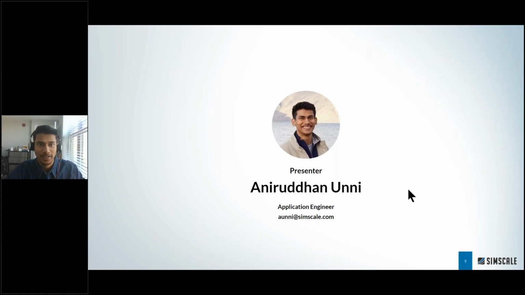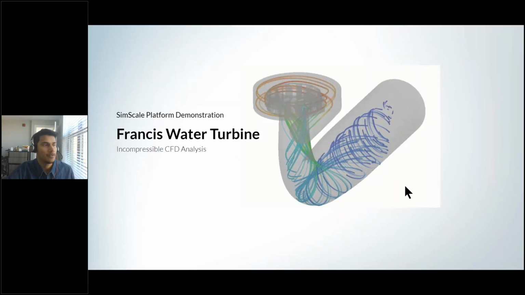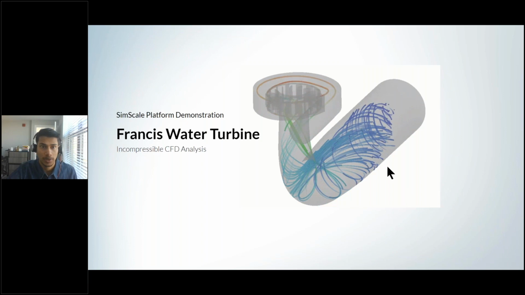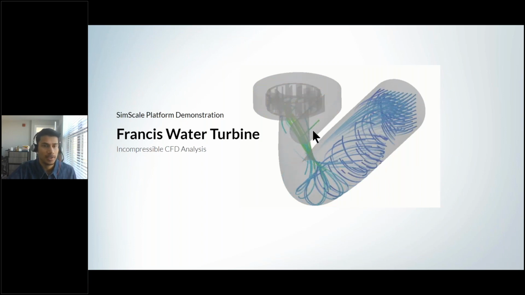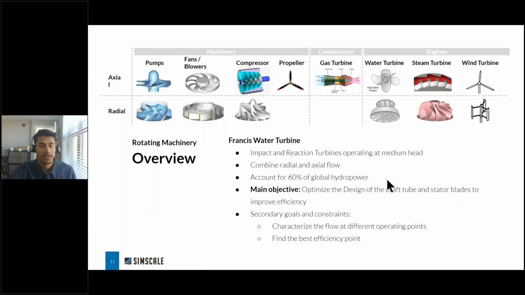Yeah, so I'm really excited to take you through SimScale today and showcase some of the features and see how you can apply it to study any kind of rotating machinery. So the example I have for you today is of a Francis water turbine, as you can see here on the screen. But all the principles, all the setup procedure that I show you, is valid for any kind of rotating machinery, really. So this includes things like pumps, industrial fans, blowers, compressors, propellers. Anything with a rotational component on it can be simulated on the platform.